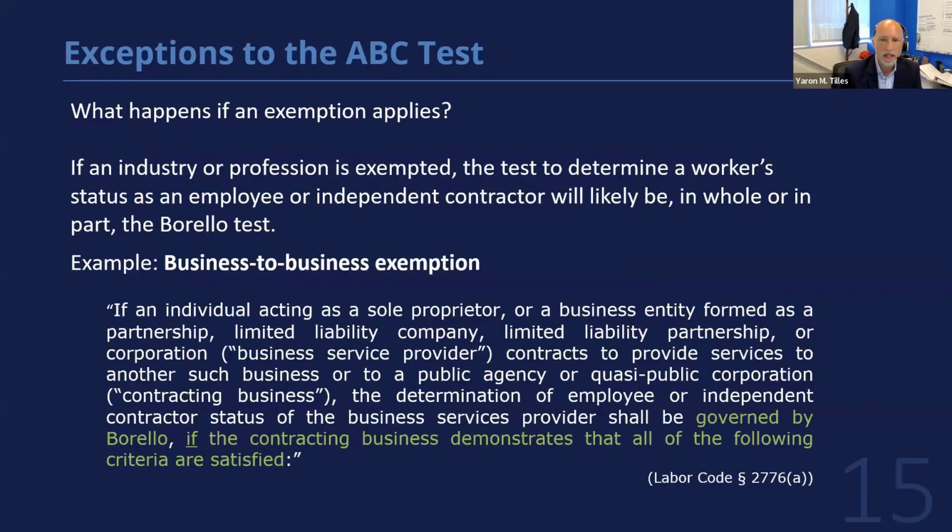What happens if an exemption applies? If one of the exemptions to the ABC test applies, the determination of a worker's status as an employee or independent contractor will likely be based, in whole or in part, on the Borrello test, which Vanita will cover in the next section.